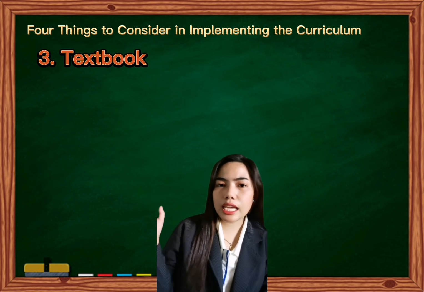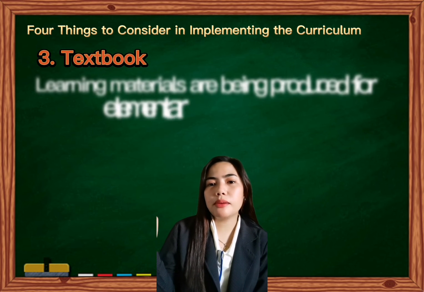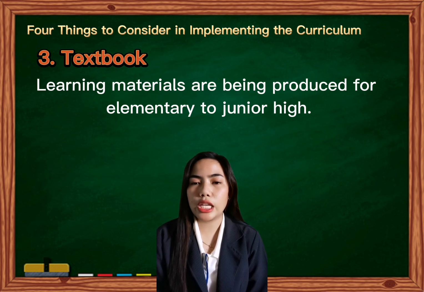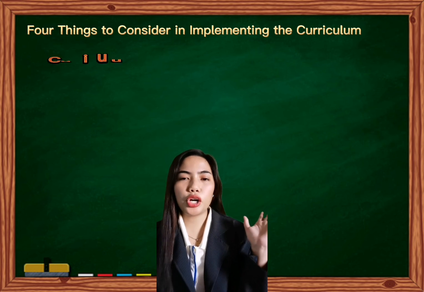So the number 3 is textbooks. Learning materials are being produced for elementary to junior high school. And the last, number 4, curriculum.